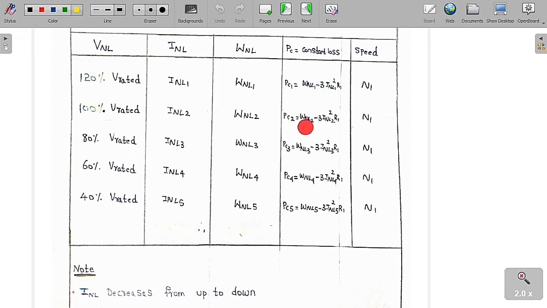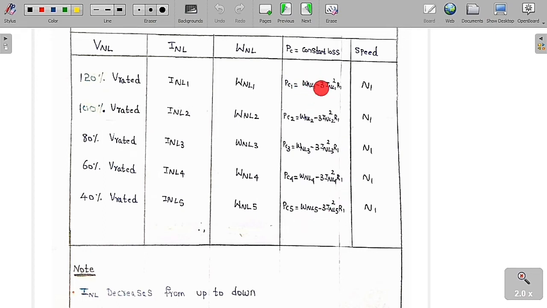So PC2 is equal to WNL2 minus 3 into INL2 whole square into R1. PC3 is equal to WNL3 minus 3 into INL3 whole square into R1. PC4 is equal to WNL4 minus 3 into INL4 whole square into R1. And PC5 is equal to WNL5 minus 3 into INL5 whole square into R1. So we can easily obtain the constant losses in the machine for different voltages: PC1, PC2, PC3, PC4 and PC5.